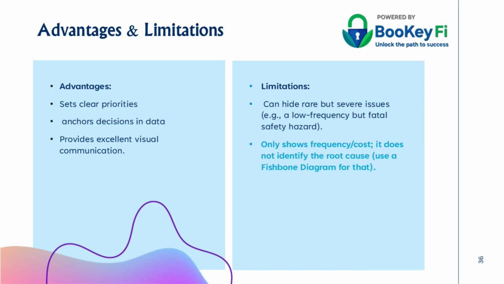Second, the Pareto chart only shows frequency or cost. It does not identify the root cause. It tells you what is happening and where to look, but it doesn't explain why the problem exists. Once you've used your Pareto chart to pick your battle, you'll need to switch to a tool like a fishbone diagram or the 5 whys to actually solve the problem. In short, use the Pareto to find the target, but use root cause analysis to fix it.